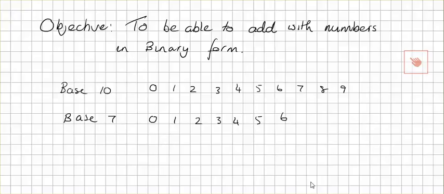Good. Okay, the thing is, there is no number 7 in base 7 because 7 itself would be a 1, 0. So number 7 in base 7 is 1, 0. Base 4, for instance, is 0, 1, 2.